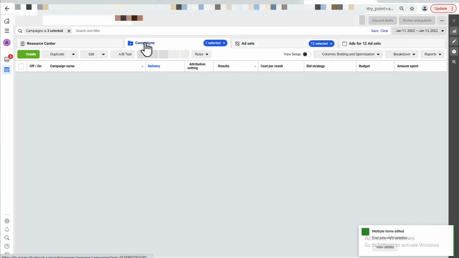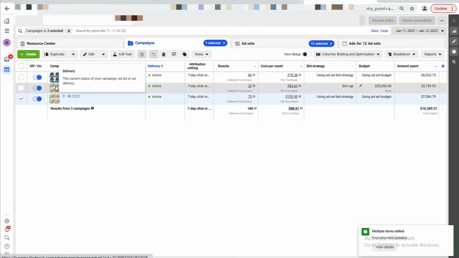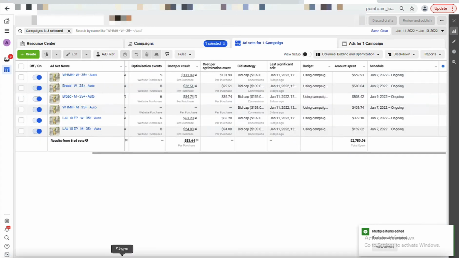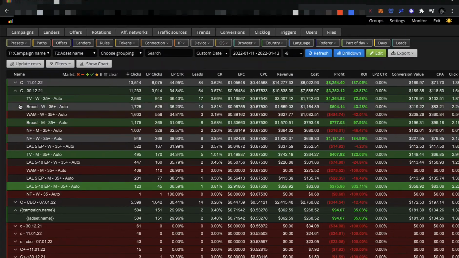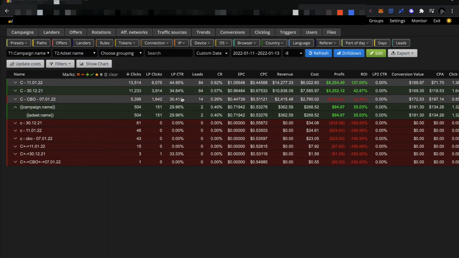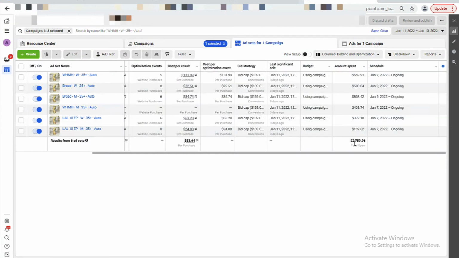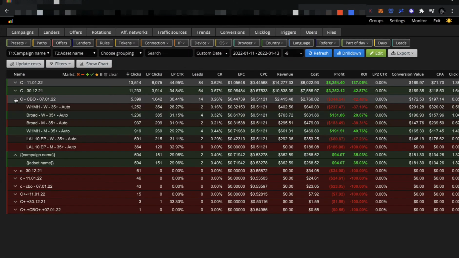Okay, for now. Now I'm going to jump back because I want to go to 7th of the 1st, the last campaign. I want to shuffle this up. 7th of the 1st was 2415 and amount spent 2759. So definitely losing a little bit of money here so far. So let's break down the ad sets and see what we find.